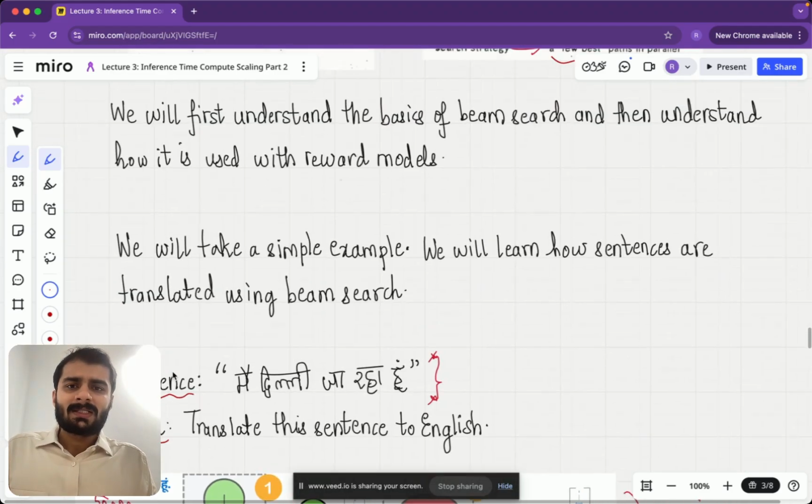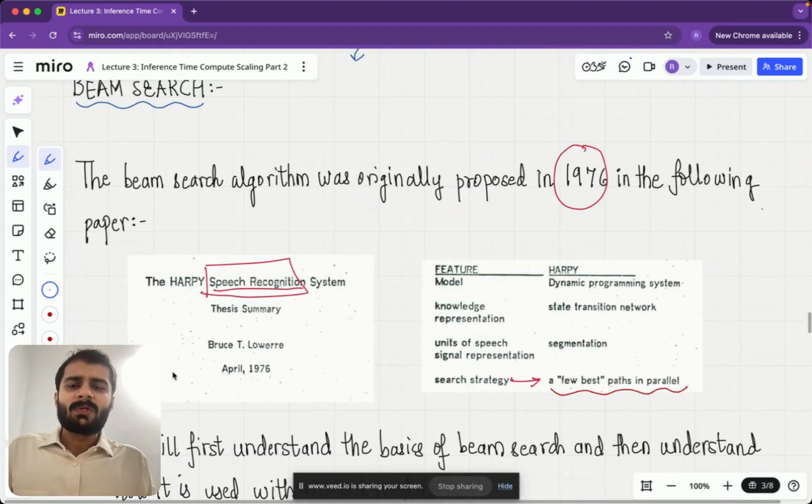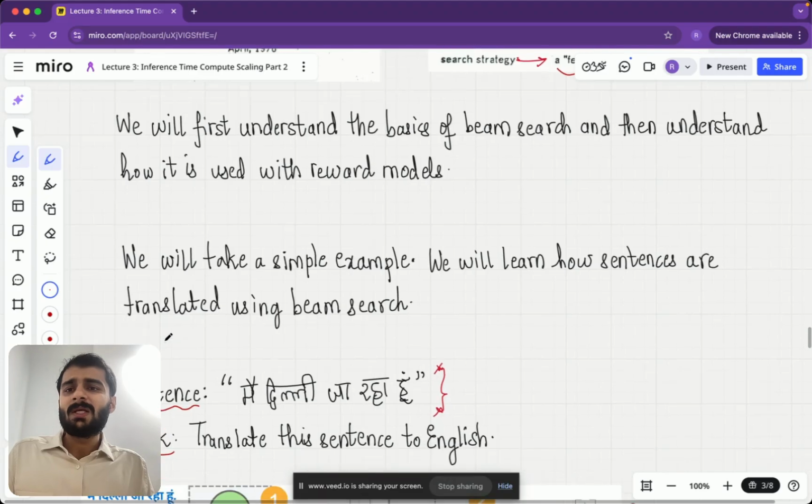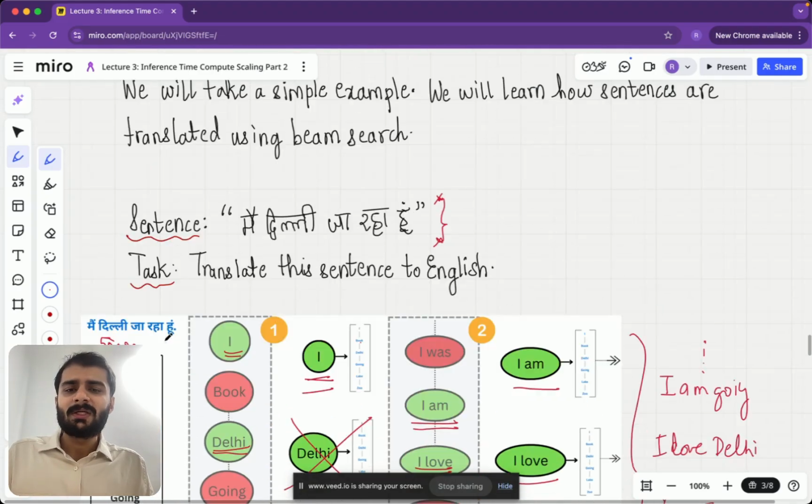But this is the exact algorithm which was used in the original paper, which came out in 1976, and subsequently it has been a popular model in speech recognition tasks.